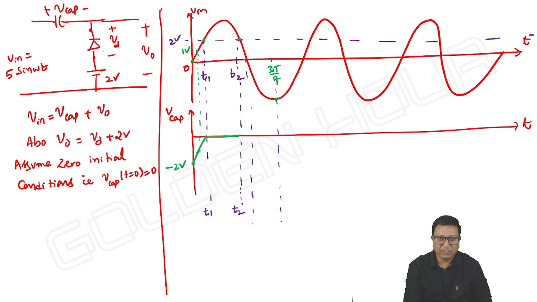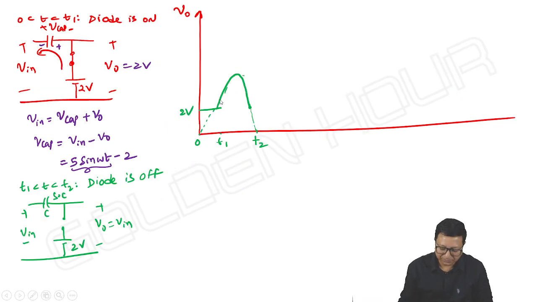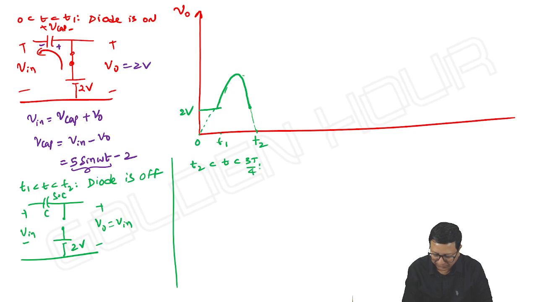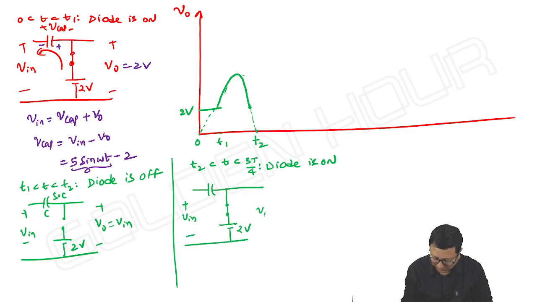Diode is again on. Once the diode is on means the capacitor again starts charging towards a voltage given by input minus V reference. Okay, so T2 to 3T by 4, T2 less than t less than 3T by 4. Again the diode is on. As the diode is on, the equivalent circuit if we take, so again the capacitor starts charging with polarities this way.